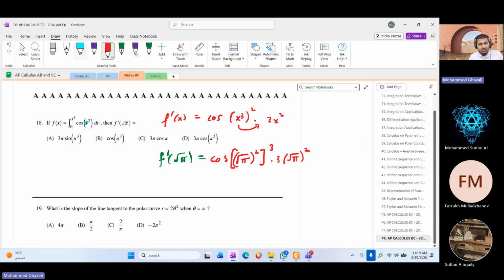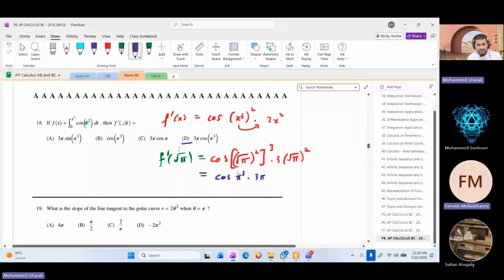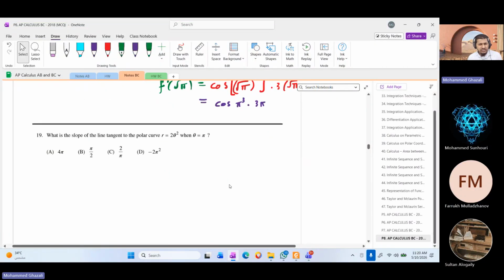Are we good? So what we have is cos of pi cubed, like this. Pi cubed, yeah, times 3 times pi. So 3 pi cos pi cubed. Yeah, D. Are we good? Make sense? Yeah. Move on. This is straightforward, just differentiation.